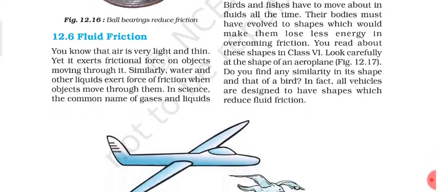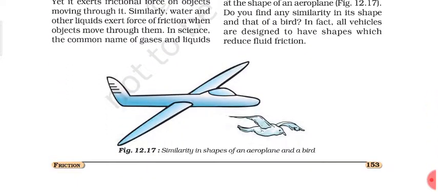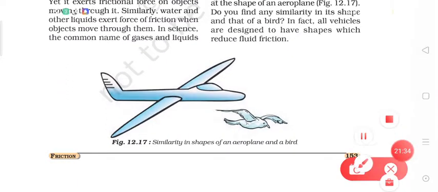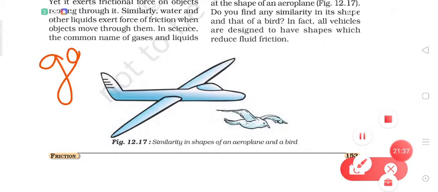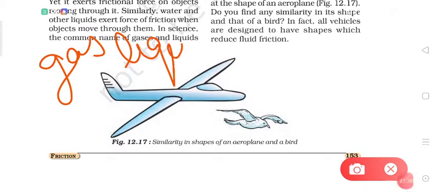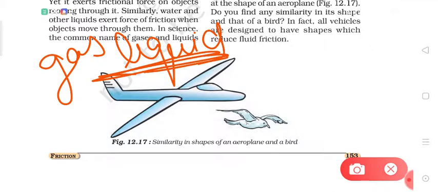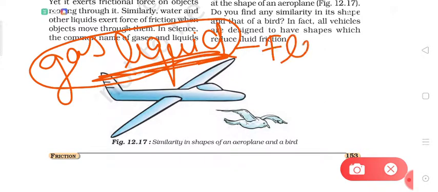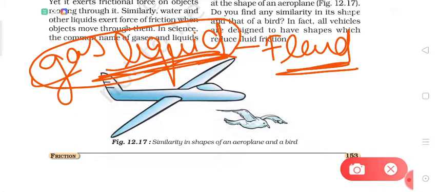Now let's understand what fluid friction is. This means whenever something moves in a fluid, whether a gas or a liquid, there is a friction which is called fluid friction. Because gas and liquid are both called fluids in science, the friction applied by gas and liquid is called fluid friction, right?